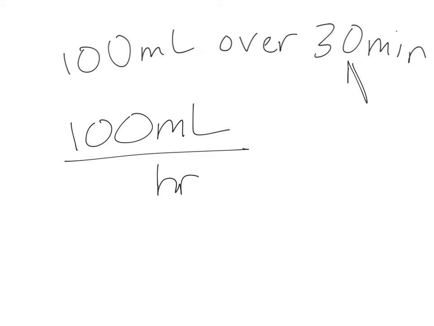30 minutes is not in hours. So 30 divided by 60 gives us 0.5. We know 30 is half an hour, or 0.5. So that's what I can use in my problem here in place of that.